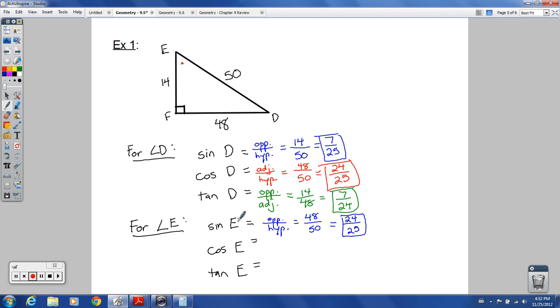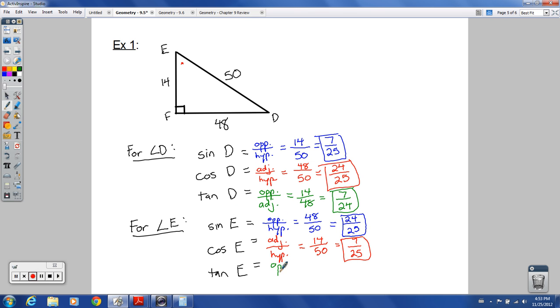You'll notice that the sine of E was the same as the cosine of D, which would make sense because we just flip-flopped the opposite and adjacent parts. So let's finish up this cosine and tangent here. So adjacent over hypotenuse. Adjacent to E is 14. Hypotenuse is 50. So you get 7 over 25. And you'll notice, just like we probably expected, hope you expected, that sine of D would be the same as cosine of E, because we just flip-flopped those adjacent and opposite parts again.